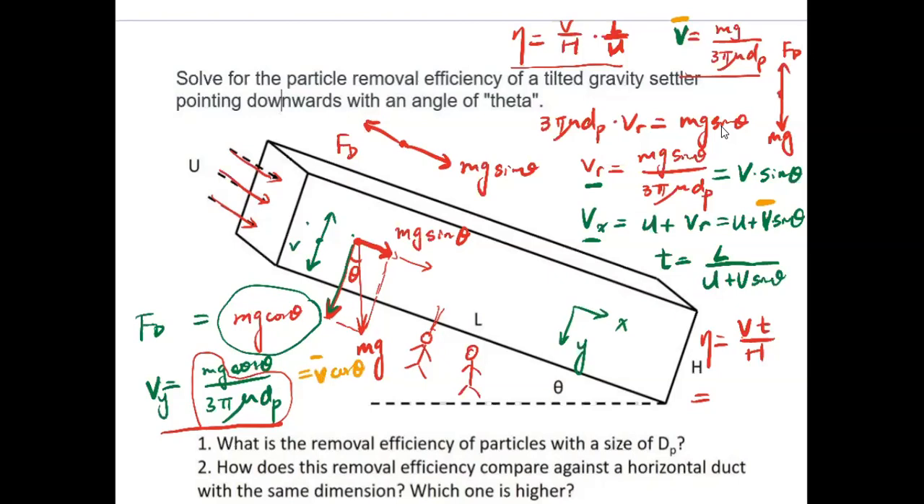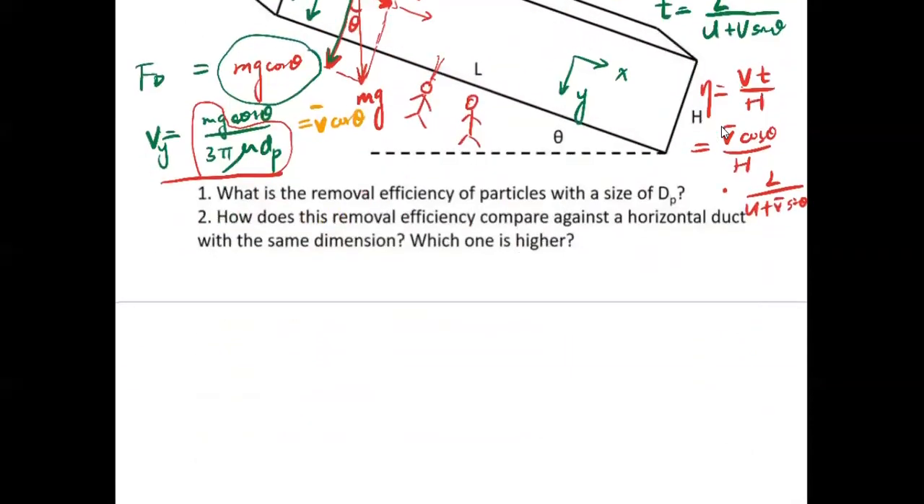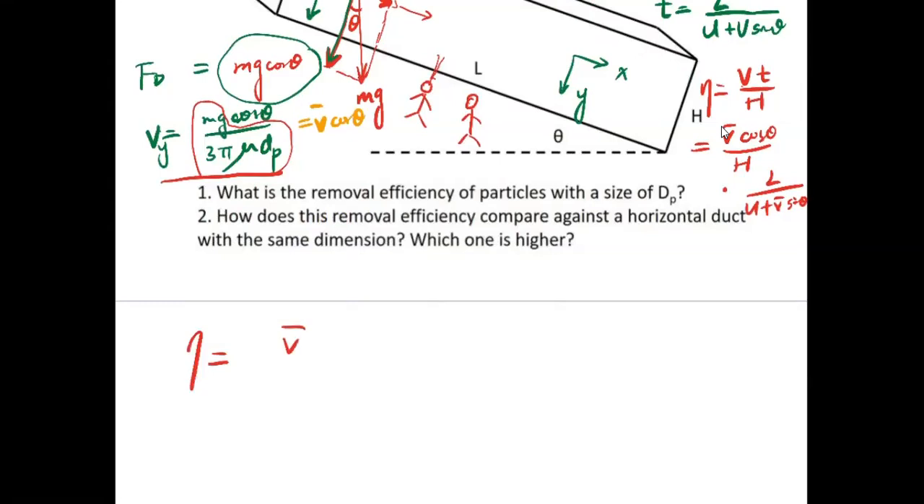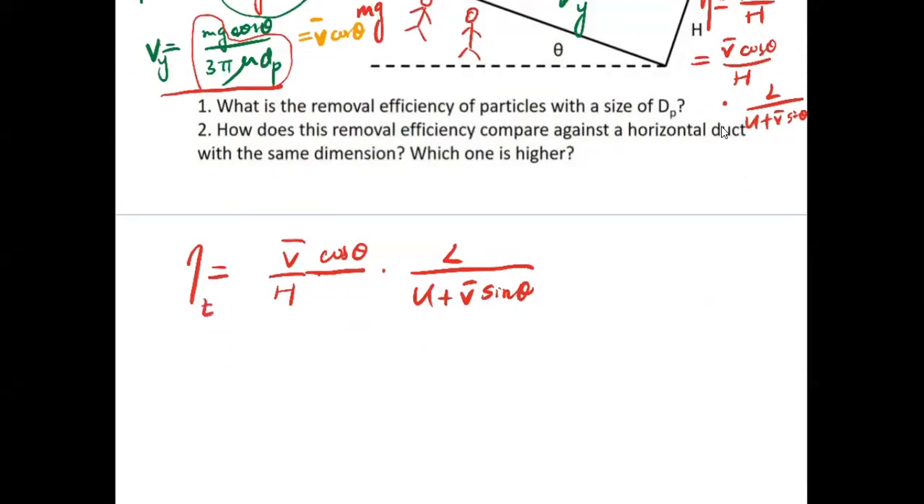So now we have v bar cosine theta divided by h, multiplied by t, which is L divided by u plus v bar sine theta. It's getting quite crowded here, so let's put this new efficiency outside: v bar divided by h, multiplied by cosine theta, multiplied by L divided by u plus v bar sine theta. This is the new efficiency for this tilted duct that's facing downwards. This is eta t.